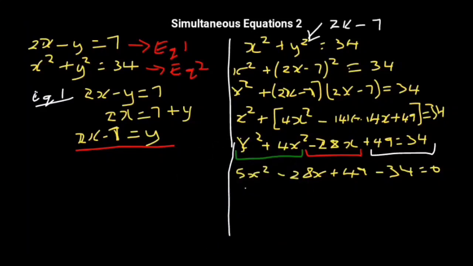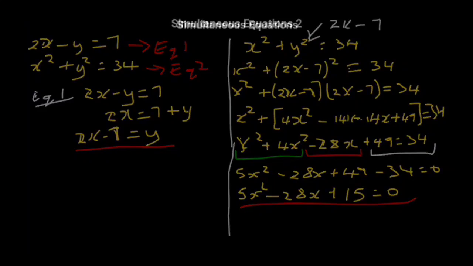Simplifying our 49 minus 34, we'll have, rewriting, 5x squared minus 28x, and then 49 minus 34 would give us 15, and that is equal to 0. And that is our new quadratic equation. Now we need to solve our quadratic equation.